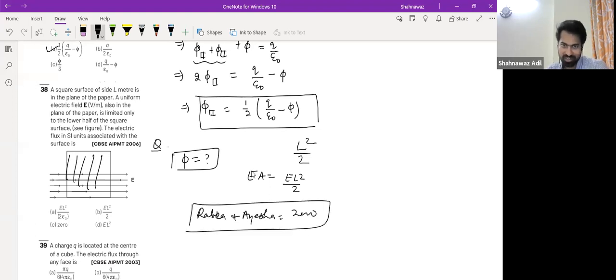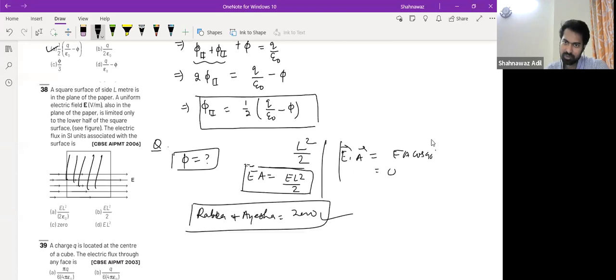So I was trying to divert you guys from the answer, but yes, this is 0. Why? Because this is the surface, right? And the electric field is on this surface only, and the direction of the area vector is perpendicular. So E dot A is EA cos 90, so 0. Absolutely correct, guys. Well done. Okay.